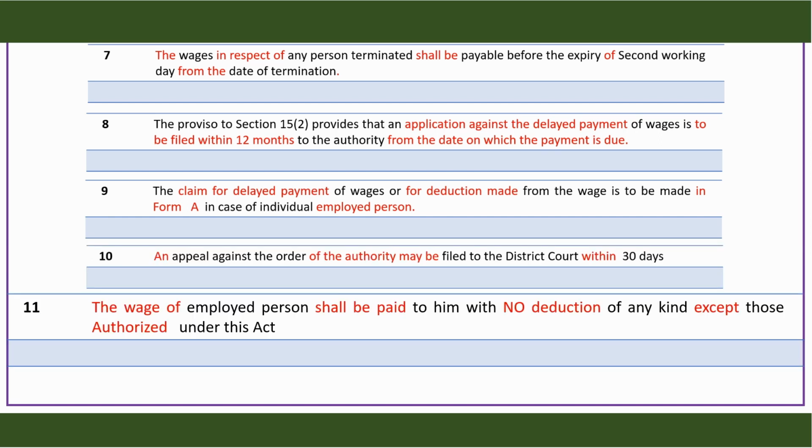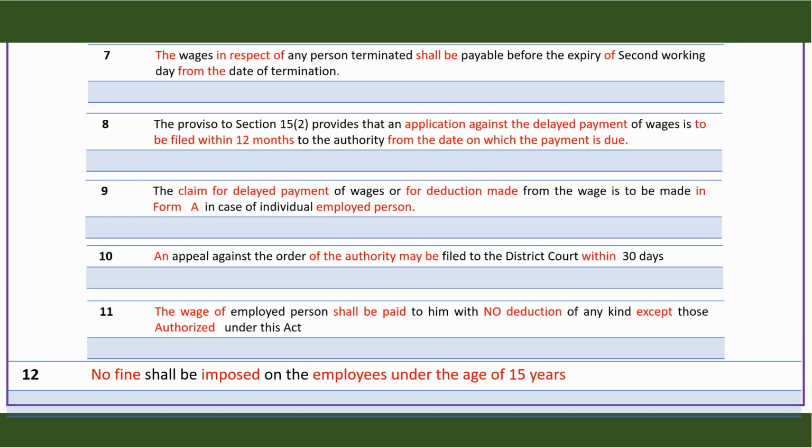The Act talks of deductions which are authorized. If there is a deduction, it has to be authorized under the Act, and no deduction shall be made other than authorized. And if the employee's age is under 15 years, there can be no deduction under the head fine.